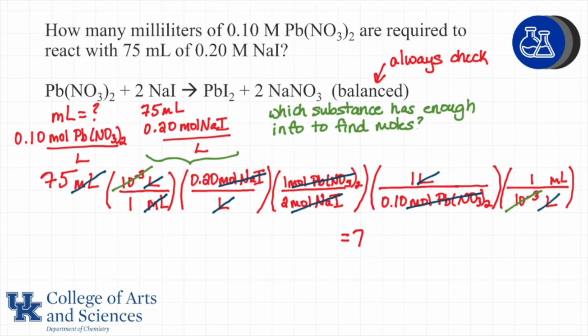When I do the calculation, I get 75 milliliters of lead nitrate. And just because it's the same number in this problem doesn't mean it's going to be the same number in every problem. So you have to work out the stoichiometry.